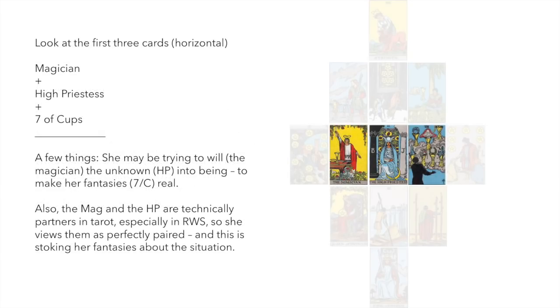And then we look at the first 3, and again, the context changes, so the way the cards interplay. There are a few ways that I instantly read this. She could be willing the unknown into being, so she may be trying really hard to make these feelings exist, to make her fantasies real. And so the Magician becomes will again, willpower, willing the unknown, the High Priestess, into being to make her fantasies, the 7 of Cups, real.